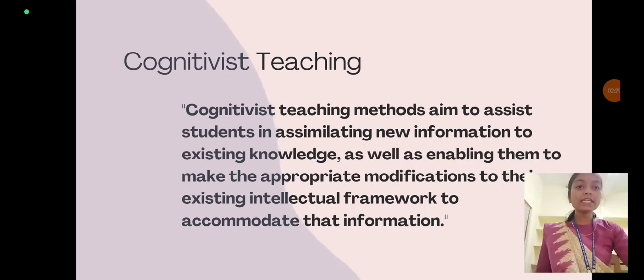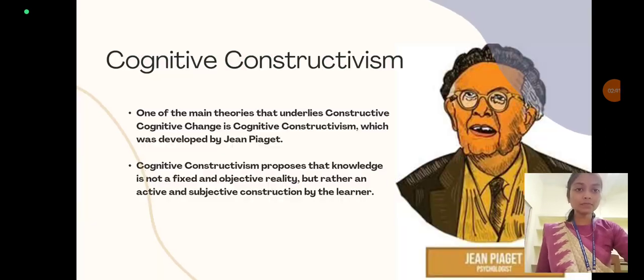So cognitivist teaching aims to assist students in assimilating new information to existing knowledge, as well as enabling them to make the appropriate modifications to the existing intellectual framework. So one of the main theories that analyze constructive cognitive changes is cognitive constructivism, which was developed by Jean Piaget.